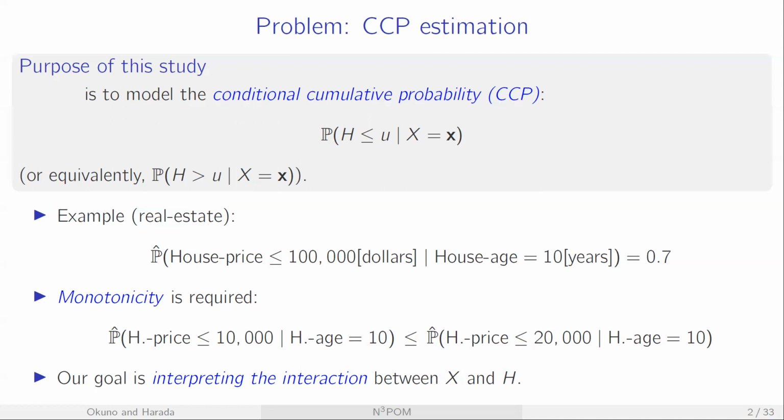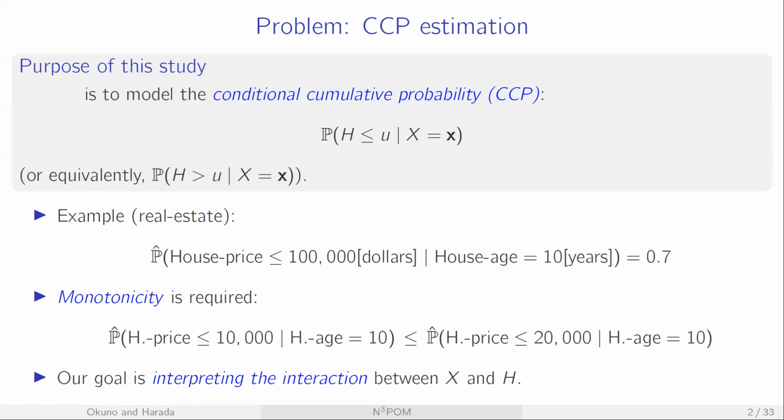CCP estimation has some constraints. As CCP is a cumulative probability, CCP should be monotone. For instance, if the house age is fixed, then the probability that the house price is less than or equal to $10,000 is less than or equal to the probability for $20,000. This inequality is obvious from the definition of cumulative probabilities, so the estimated probability should be monotone as well. So monotonicity is an important property in this study.